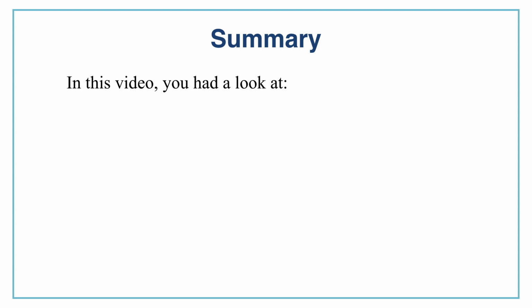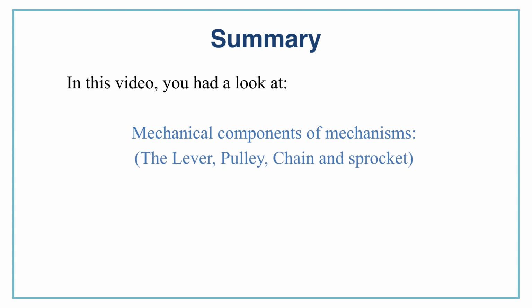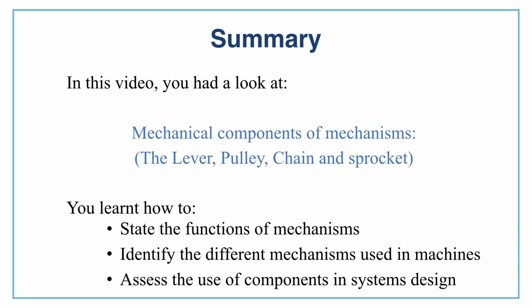In this video, you had a look at how to list down different types of mechanical components of mechanisms, namely the lever, pulley, chain and sprocket. You learned how to state the functions of mechanisms, identify the different mechanisms used in machines, and assess the use of these components in systems design.